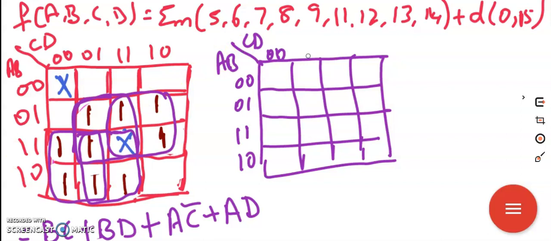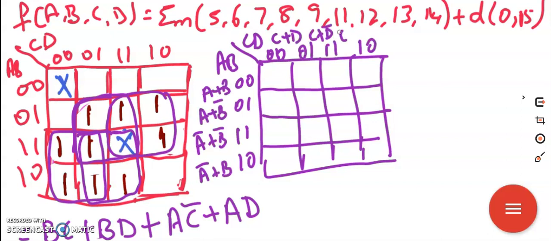In case of POS, its meaning is A plus B. It's not a complement. A plus B bar, A bar plus B bar, A bar plus B. Here it is C plus D, C plus D bar for this term. For this term it is C bar plus D bar. For this term it is C bar plus D. This is how we are going to write the cell values of the K-map. Now we need to write the entries inside this map.